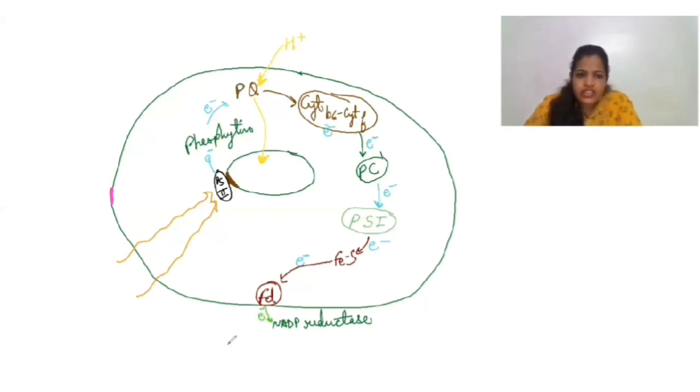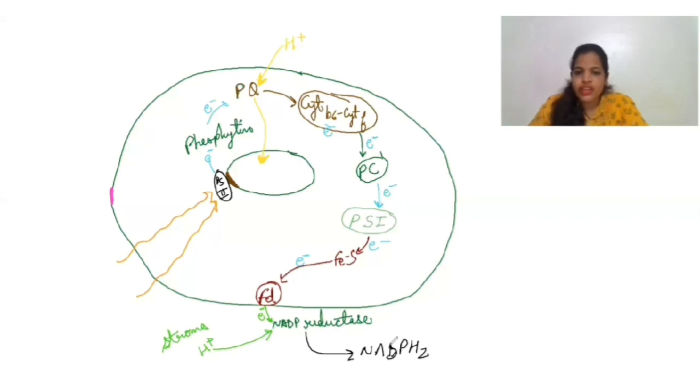It asks the stroma, meaning the stromal side, to give its protons. It asks ferredoxin to give its electrons. It asks the stroma to give its protons. And what does it form as a result? It forms NADPH2 as a result. NADPH2 is formed.